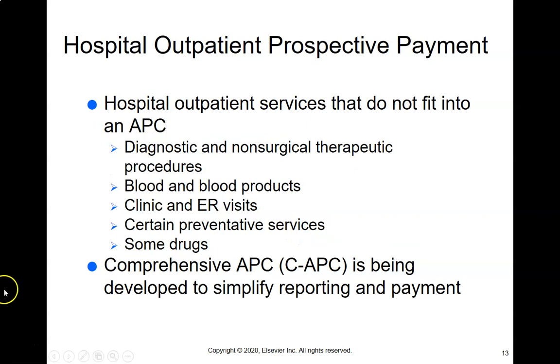Hospital outpatient prospective payment. Hospital outpatient services that do not fit into an APC are diagnostic and non-surgical therapeutic procedures, blood and blood products, clinic and ER visits, certain preventive services, and some drugs. The comprehensive APC payment model is being developed to simplify reporting and payment provisions for high-cost, complex outpatient procedures by accounting for all costs and component services that are typically involved in the provision of the complete primary procedure.